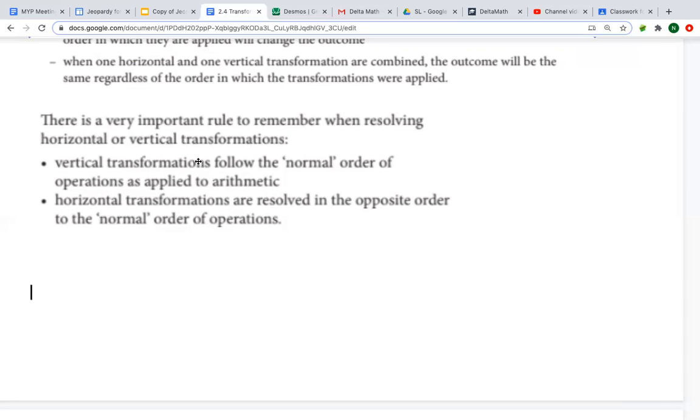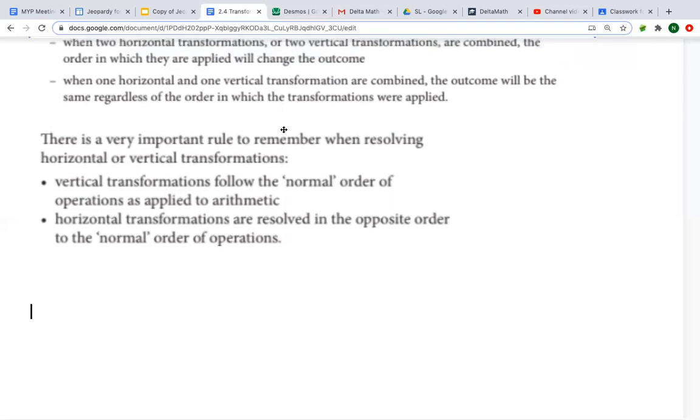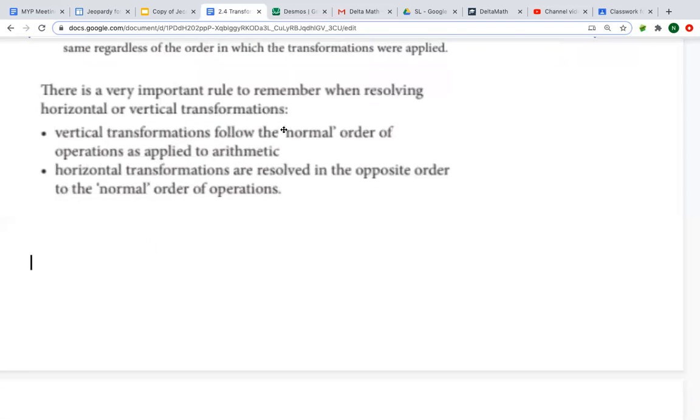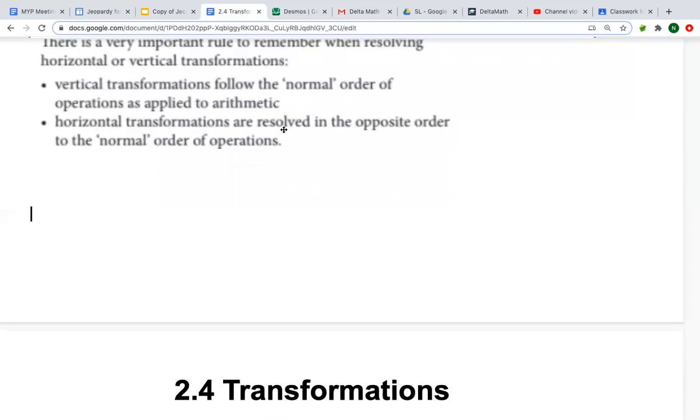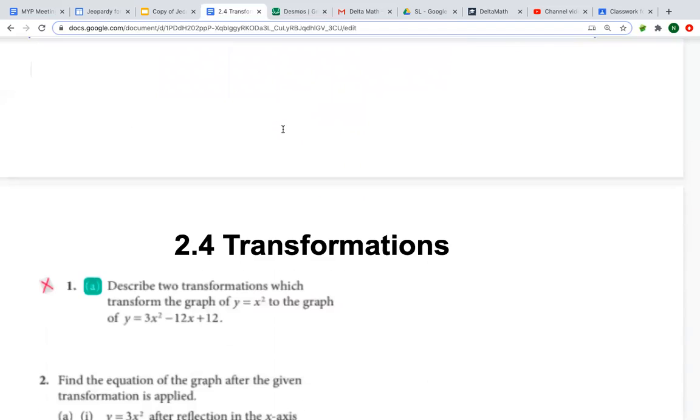Horizontal ones work the other way though. So basically it goes the opposite order. Instead, you would do the adding and subtracting first before you do the multiplying and dividing, which I know seems counterintuitive, but if you just remember that the horizontal goes along with the parentheses and the parentheses mean opposite, then you shouldn't have a problem.